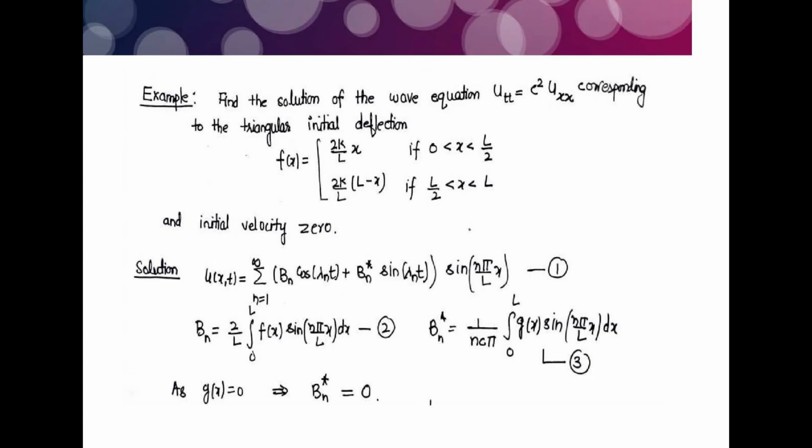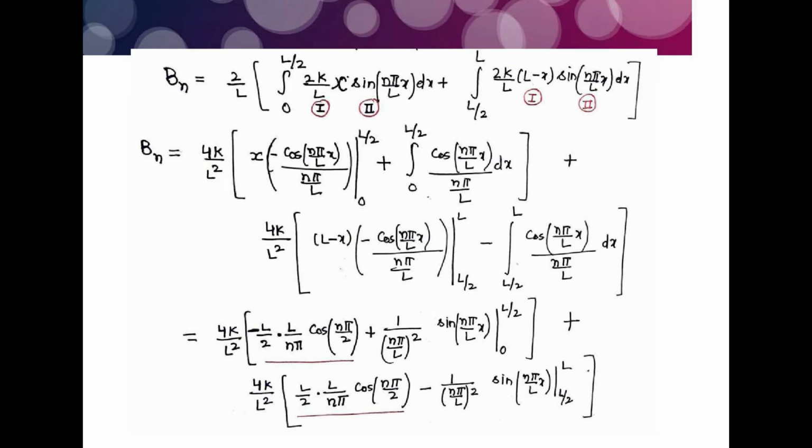Now g x is the initial velocity, and here the initial velocity is 0, so this implies that the coefficient Bn star is 0 for all values of n. So in this case we have to just calculate the formula for Bn. Now the calculation of Bn is almost similar to the numerical problems for Fourier series. Put the value of f of x. For this we break the integral into two parts, 0 to capital L by 2, and then the second one is L by 2 to L.